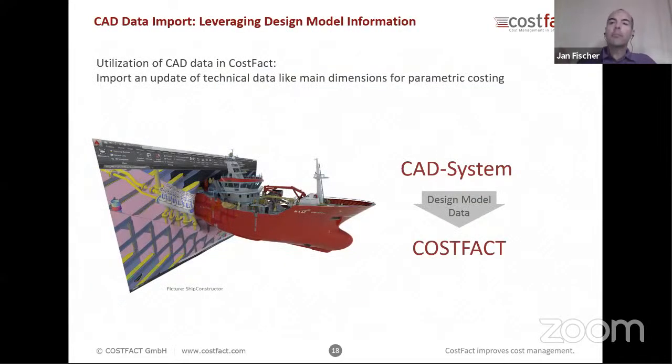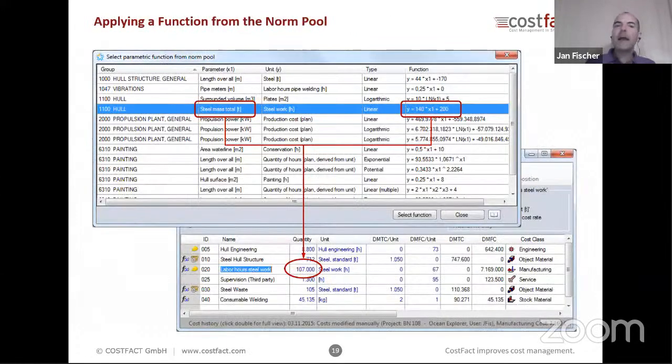You can also import this information from the CAD system, so from the design model, if there's already design information available in the design model. So we have an incorporation with Ship Constructor, but the interface that is generally usable can import also from other design systems, design data.